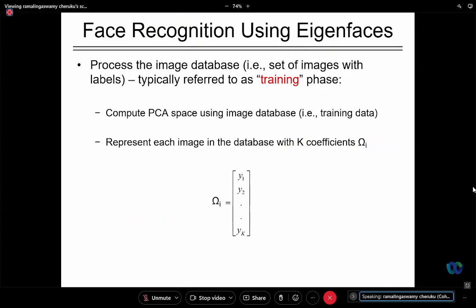So, face recognition using eigenfaces. First, process the image database, that is, set up images with labels, typically referred to as the training data set or training phase. Then compute the PCA space using the image database, that is the training data. Represent each image in the database with k coefficients. K coefficients means that when you are transforming to the k dimensional space, you have to represent the image with respect to those dimensions. That's why an image must be represented with k coefficients.